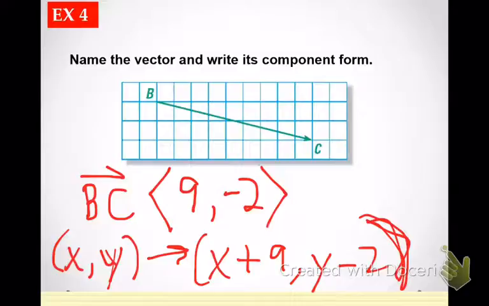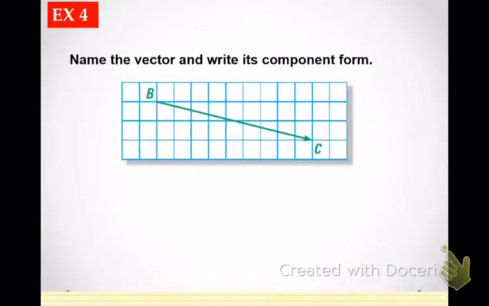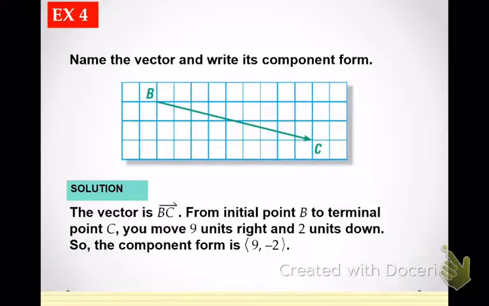Yes? Would you put the BC for it, or just the 9, negative 2? The component form? Yeah. Let's see in the next slide how they do that. Does everybody have the idea? All right. So here's how you express that.